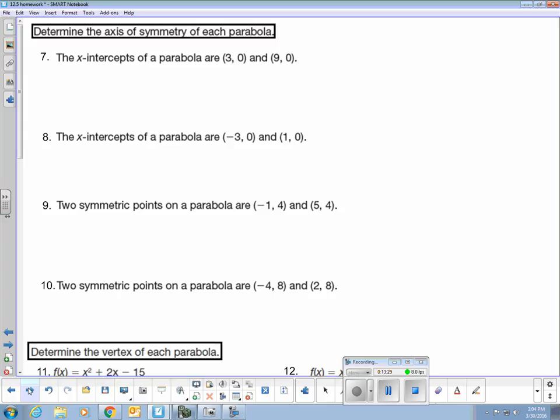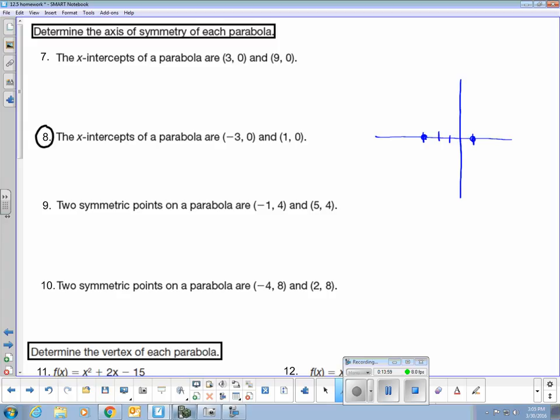Alright, it's asking me to find the axis of symmetry for each parabola, so I'm just going to draw a sketch of each of these. Let's take a look at number 8. My x-intercepts are at -3 and +1.